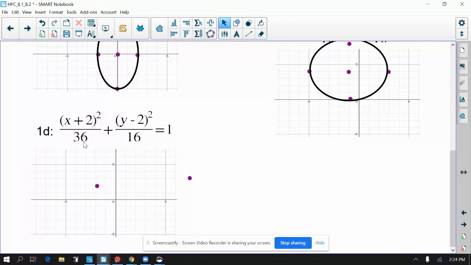This is a squared, so a is 6. I go 6 to the left. That's at -8. And I go 6 to the right, so that must be a +4. And then the 16 is underneath the y, so how much do I go up or down? I go 4 up and down. So from the center, I go up 4, and then from the center, down 4, and then draw my ellipse.